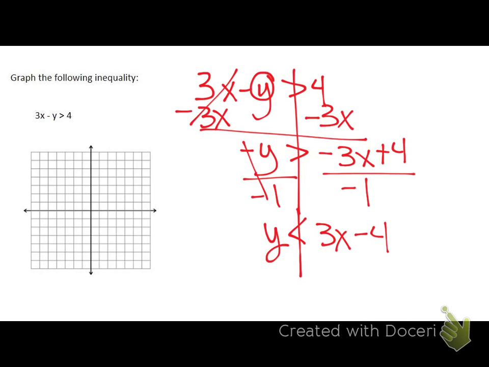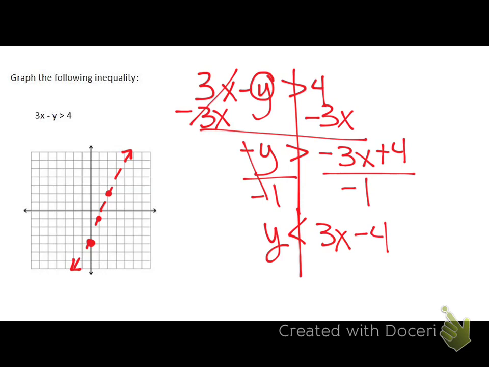When I go to graph this, what do I graph first? Negative 4. So I go to my origin and go down 4. Then I graph my 3x, my slope, 3 over 1. So 1, 2, 3, 1. And what kind of line am I going to draw? A dotted line. Your line should be much better than mine. Hand me that yellow. So what we've done so far is completed step 1 and 2.